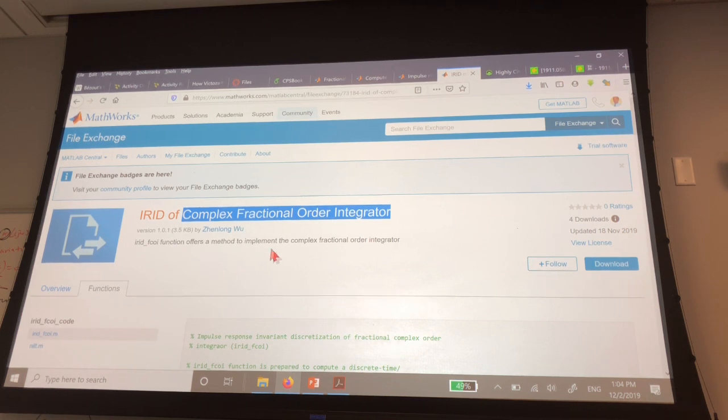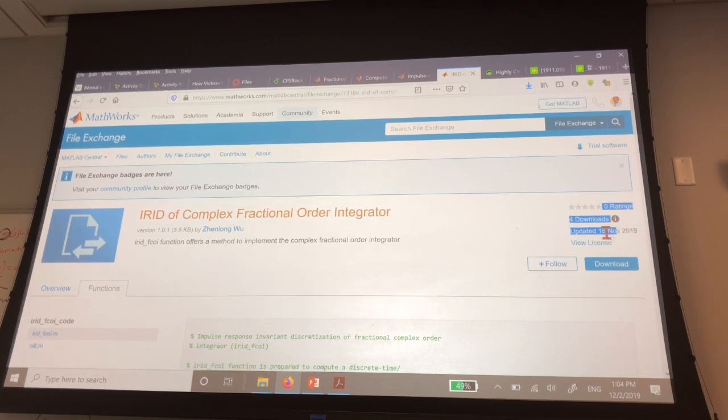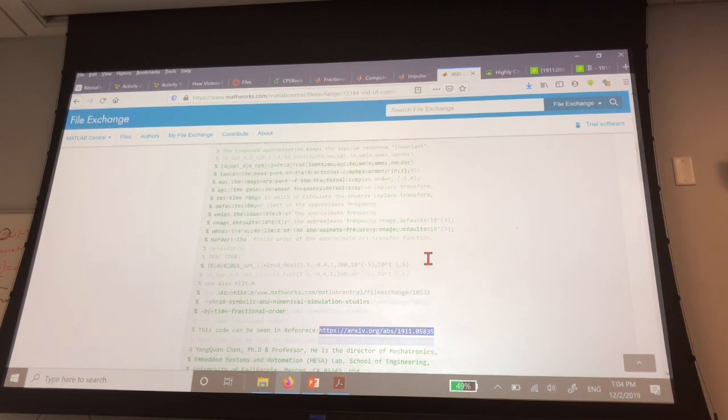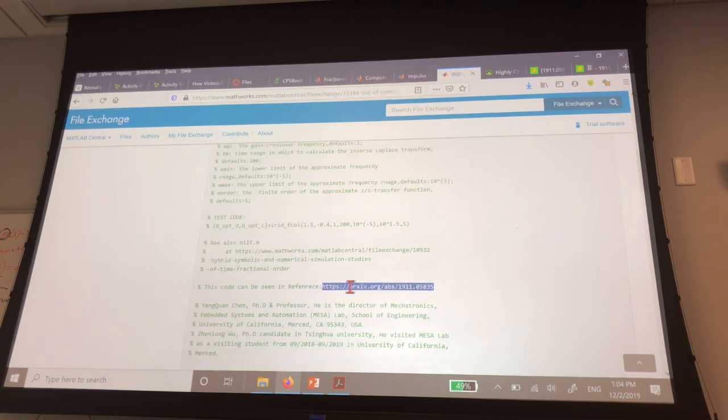I asked Zheng to put this one in, and this was actually just updated two weeks ago. We submitted this paper, and there's an arXiv paper corresponding to that. The arXiv paper will refer to this code in here. So then you will increase the impact of your work, right? So people will be able to do that.